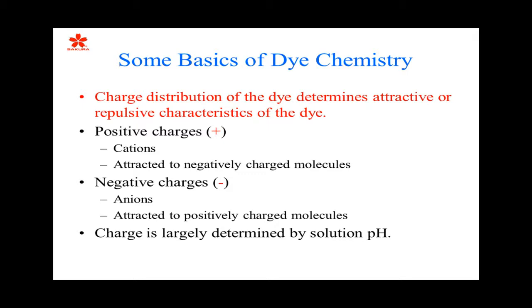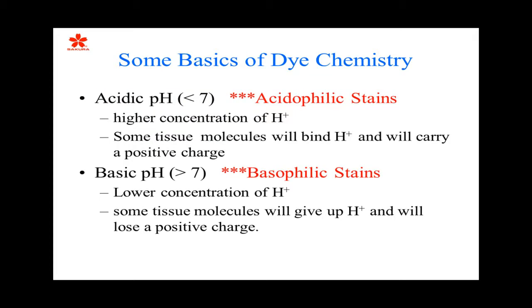And so the key thing is that the pH of the solution is largely determined by the charge of the solution. The charge of the solution will determine what tissue it has an affinity for. So whatever the pH of the dye that you're using, that will cause a positive or negative charge to that solution, which will in turn give it an affinity for or against positive or negative charges in the tissue.